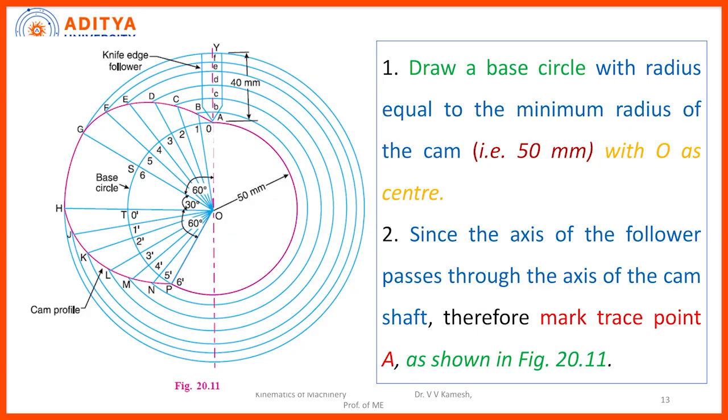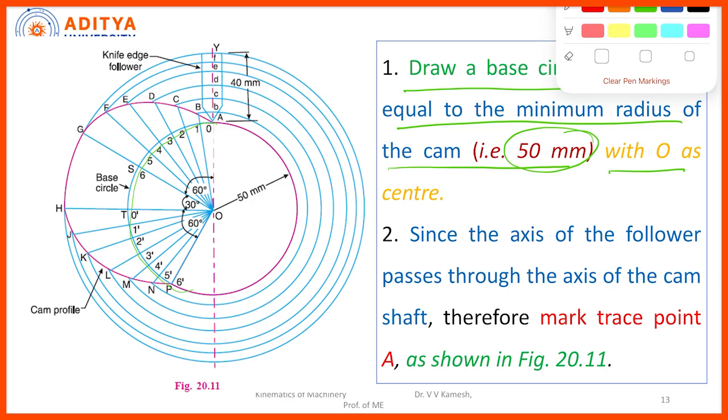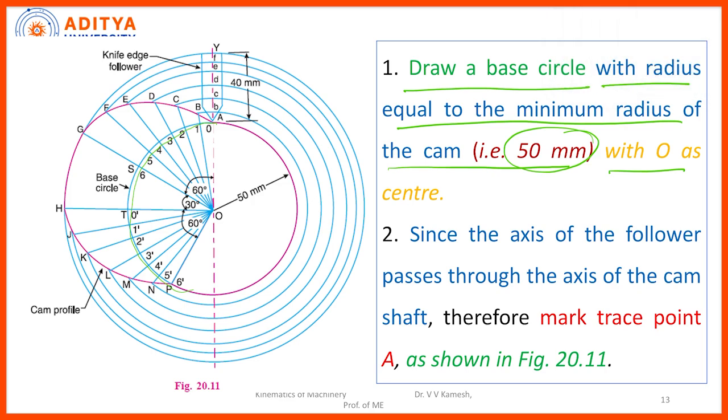So first we need to draw a base circle with radius equal to the minimum radius of the cam. In the problem it is given 50 mm with the O as center. So in the diagram, I will show with yellow color, okay. So initially I need to draw this circle, right. Actually this circle is representing the shaft, right, because it is completely circular in nature.